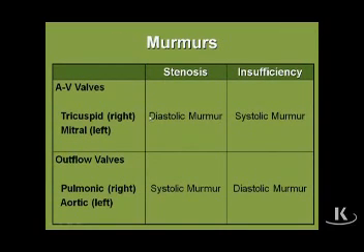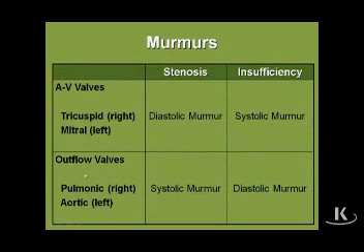If when that valve should be closed, it doesn't close fully, and therefore it will leak, we call that insufficiency of the valve. And since the valve should be closed during systole, we would hear that as a systolic murmur. So with regard to the AV valves, stenosis of those valves will cause a diastolic murmur. That means a murmur heard during diastole. And insufficiency of those valves will be heard as a systolic murmur, a murmur heard during systole.